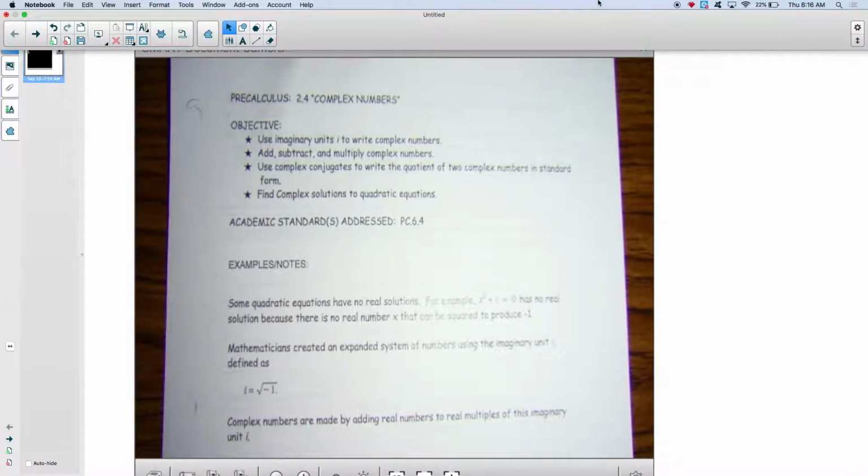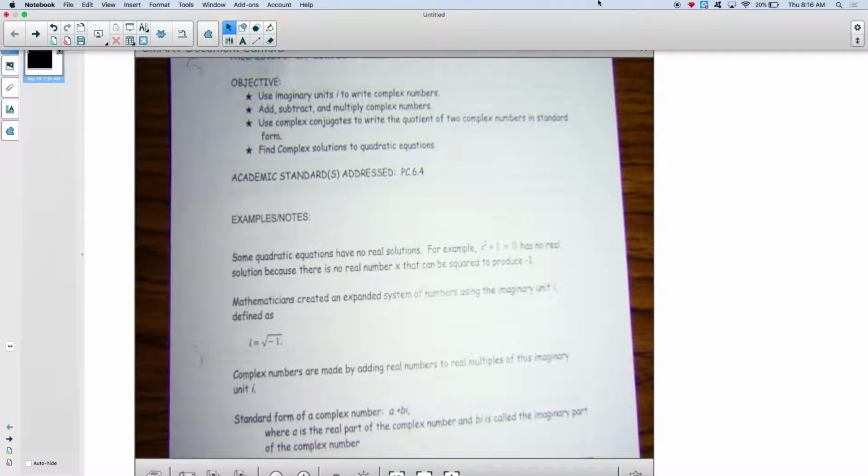All right. Complex numbers. We're going to be writing complex numbers using imaginary units. We're going to add, subtract, and multiply them. We're going to use complex conjugates to write quotients. And we're going to find complex solutions to quadratic equations.